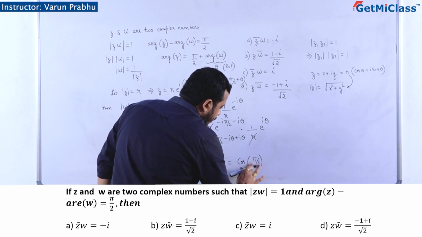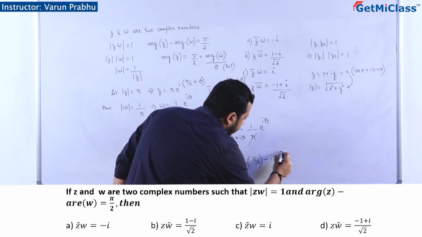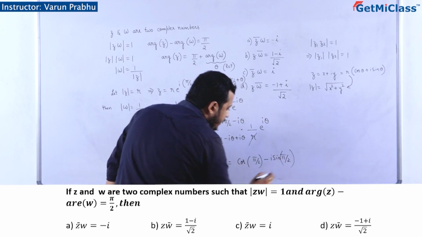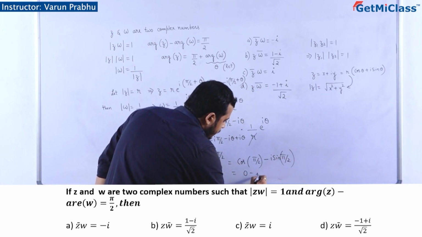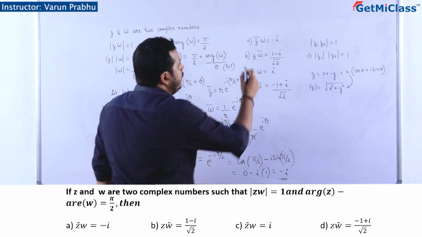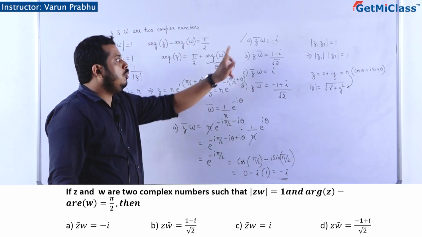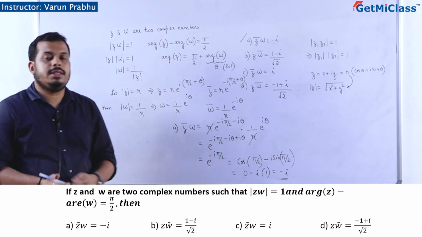or cos of pi by 2 minus i sin pi by 2, correct? Minus i sin pi by 2. So what is this answer that we get? It is equal to 0 minus i into 1, that is equal to minus i. So what is the answer matching here? Obviously the answer is option number A. Z bar into omega, the answer is matching here, which is nothing but minus i.